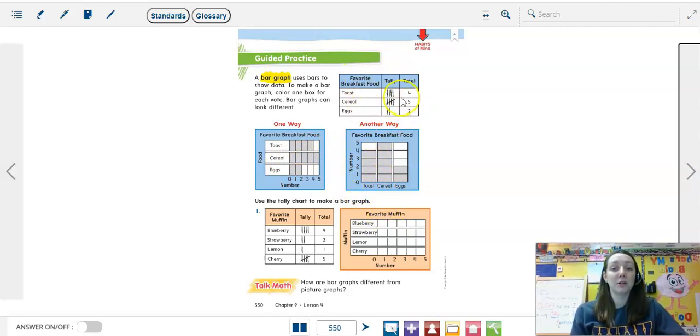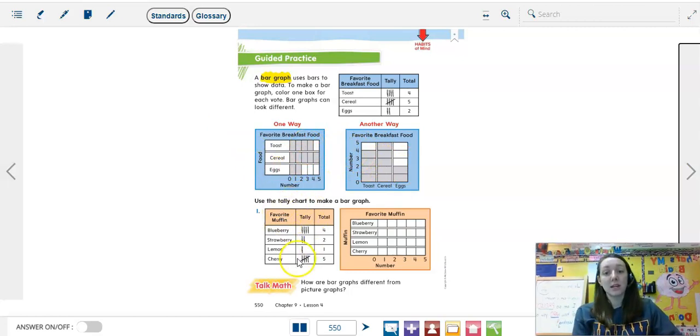So they took this information from their survey. They did a survey with the tallies and made it into a bar graph. Look, their favorite breakfast food, toast, got 4 votes. So we filled in 4 squares either way, even if it was up or to the side. Cereal got 5, filled in 5 squares, 5 squares. Eggs got 2, same thing, 2 squares, 2 squares. These are the exact same graphs, just flipped up and down.